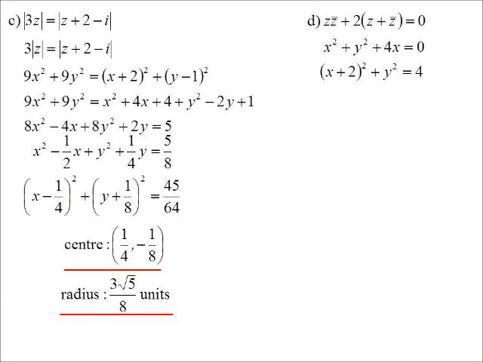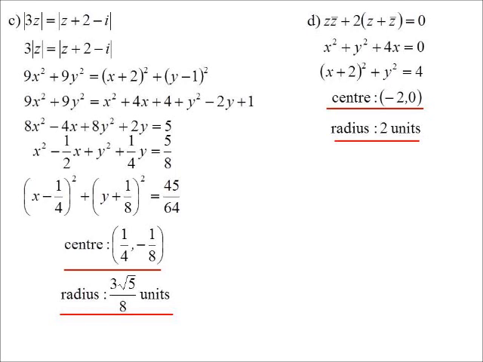So let's complete the square. We'll get x plus 2 all squared plus y squared, which means I've added 4, and we got it. Centre is minus 2, 0. And the radius is 2.